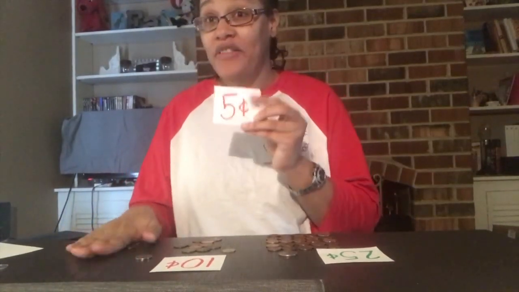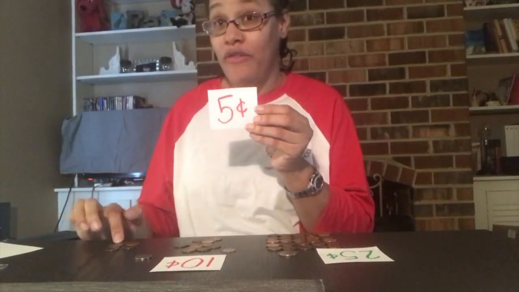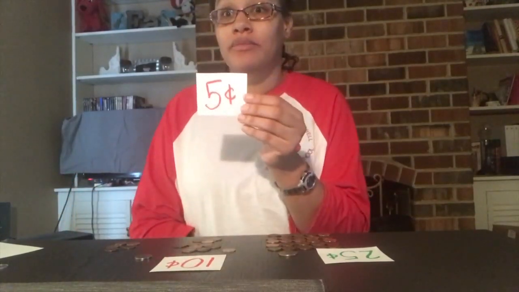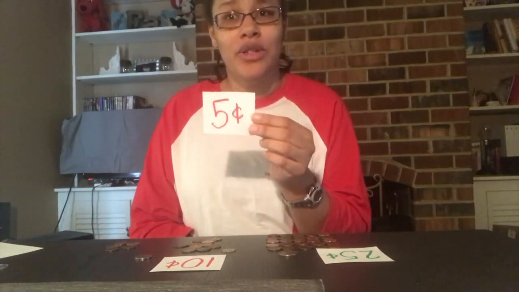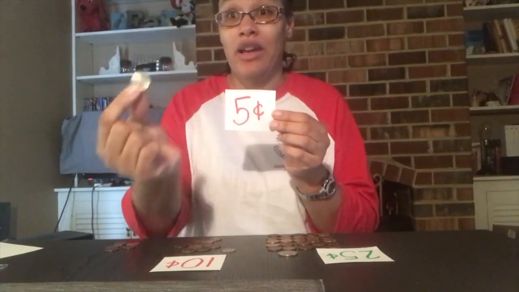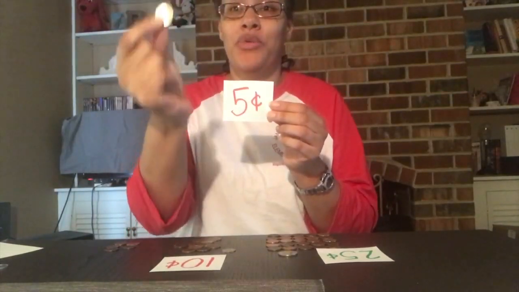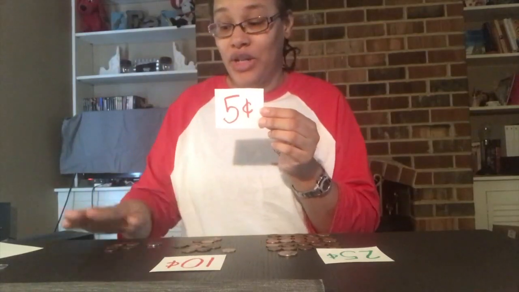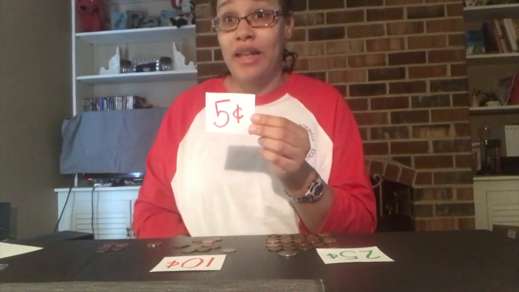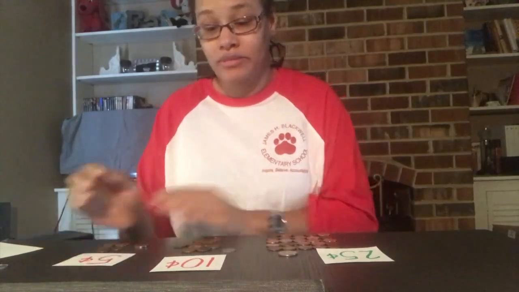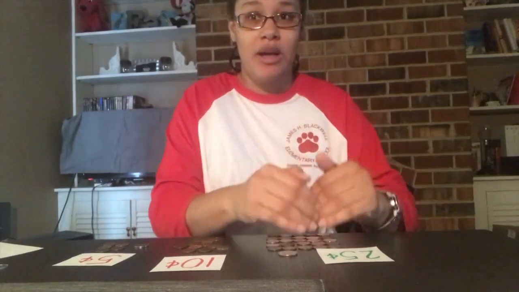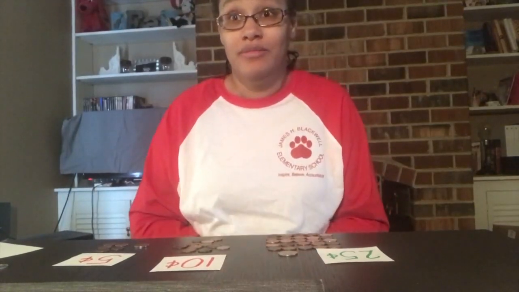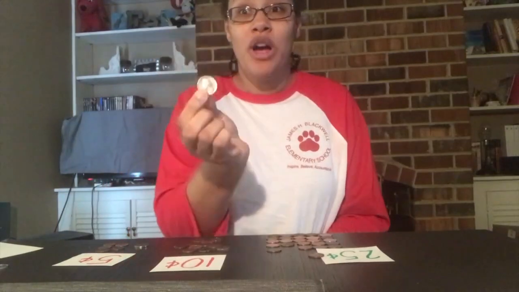Okay, let's see. I have 5 pennies here. 1, 2, 3, 4, 5. 5 cents. What coin is equal to my 5 pennies? Right, my nickel. Okay, so 1 nickel is equal to 5 pennies. And we know this big group of pennies is 25, and it's equal to 1 quarter.